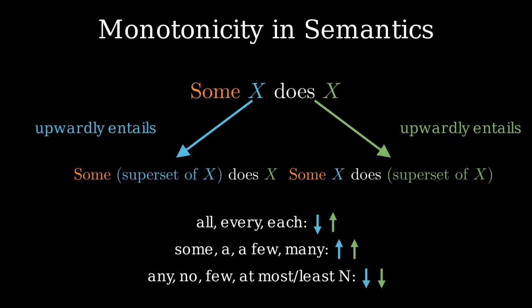So these analyses involving monotonic functions have been examples of how abstract mathematical properties can manifest in language.